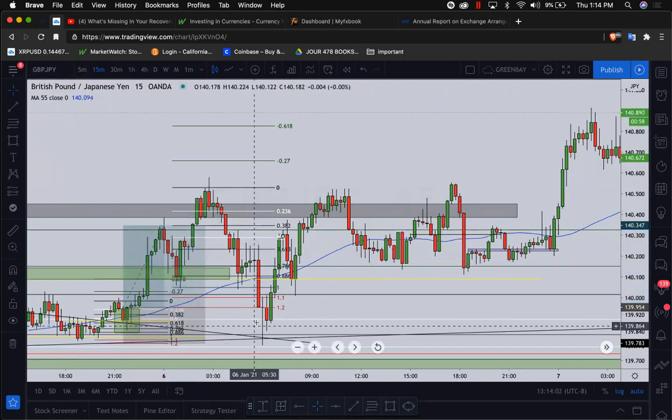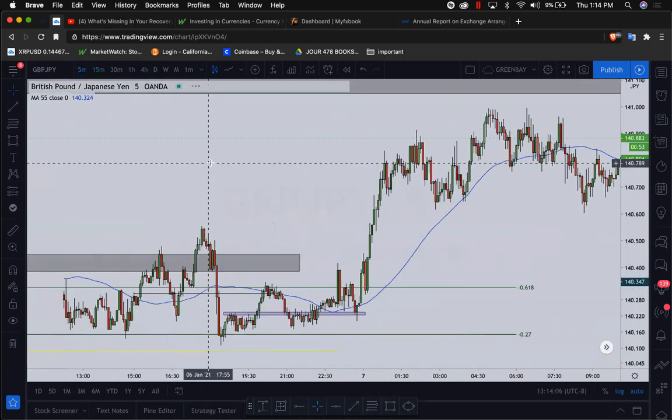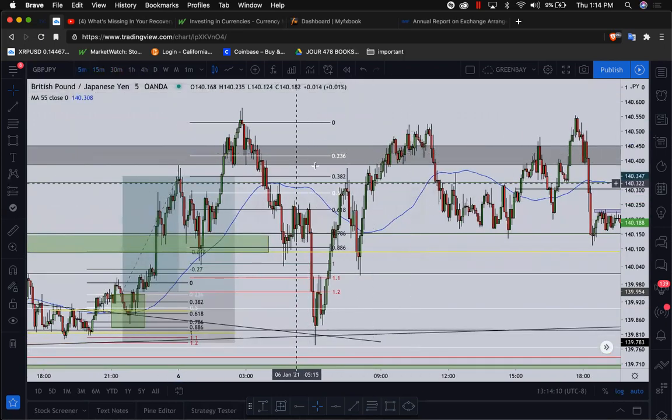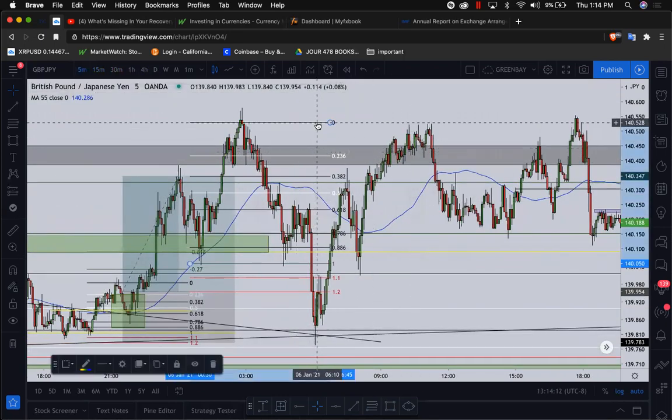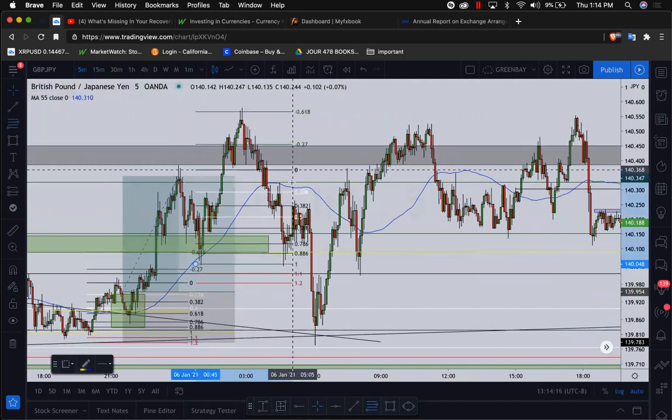So it came all the way back down to my entry again, and I had already made profit off that trade. As well as that, you could have even done it on the 5 minute. You could have seen it for what it was.